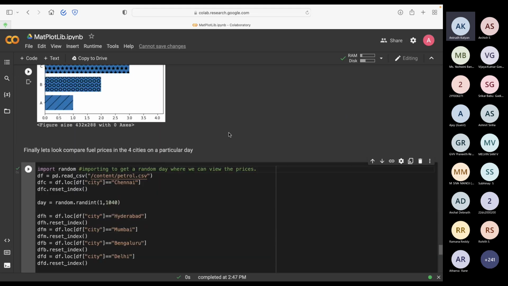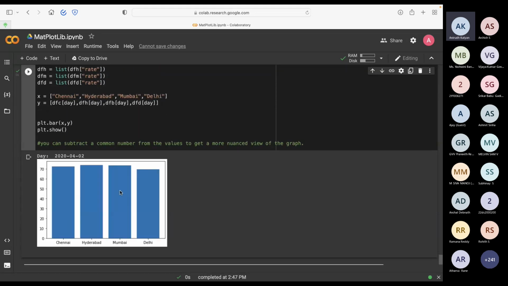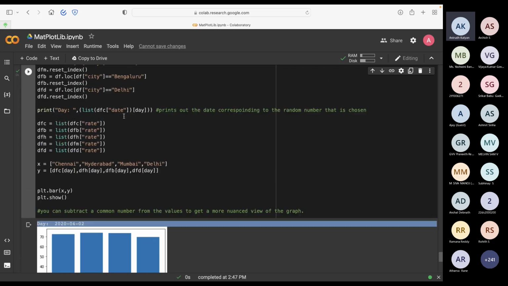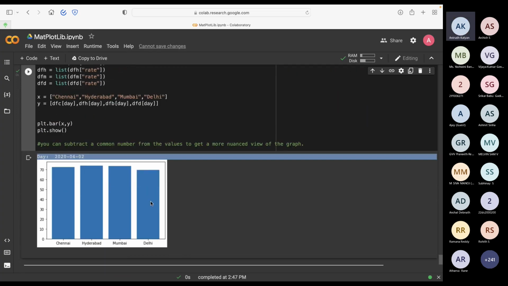You can subtract a common number to get a more nuanced view of the graph. Since it's only a 1 or 2 rupee difference on a scale of 0 to 70, you can see there's only a little bit of a difference. But you can also scale the graph down by subtracting a common value so that you can have a much better view. That's it. And it's also giving you a date, which I have put on the top. So yeah, that's it for this.